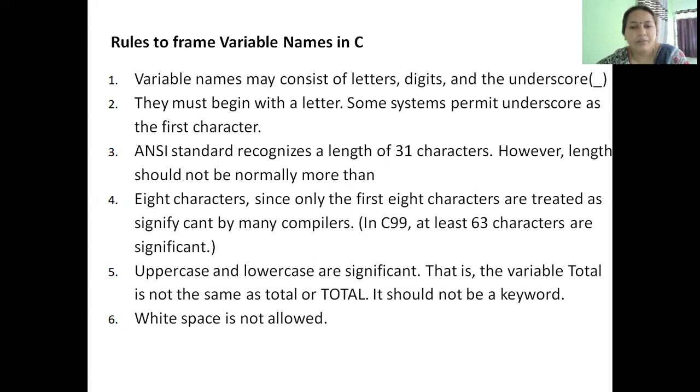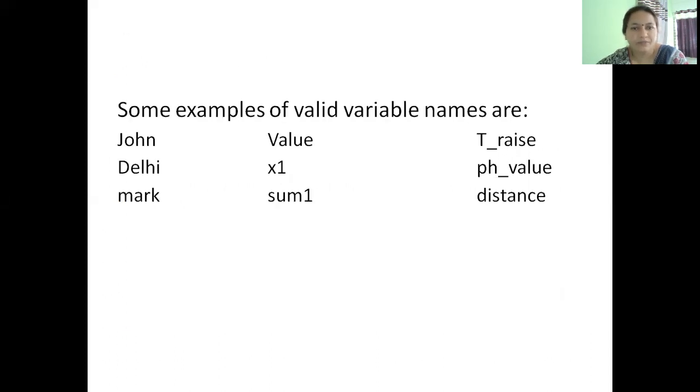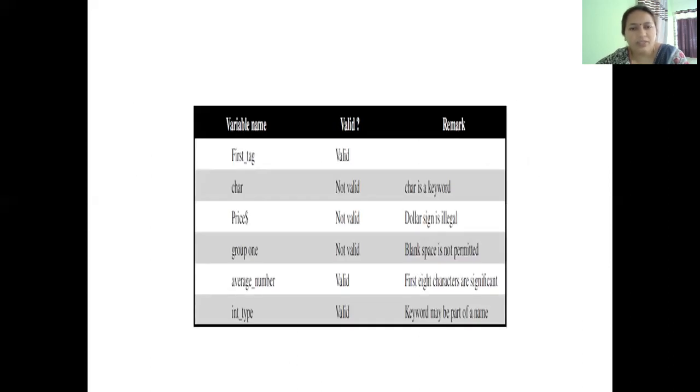The C variable name cannot be a keyword. There are certain keywords used in C language. Those keywords cannot be used as variable names. No special characters, not even white spaces, are allowed in variable names. So these are some rules to be followed when we frame variable names in C language. Some examples of valid variable names are John, value, T_raise, Delhi, X1, PH value, mark, someone, distance, and so on.